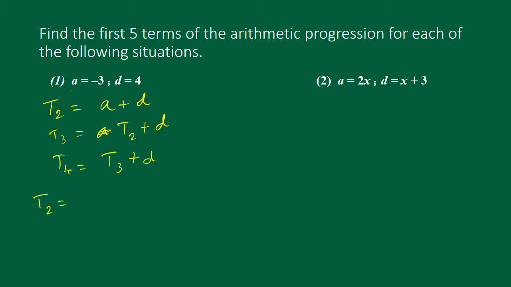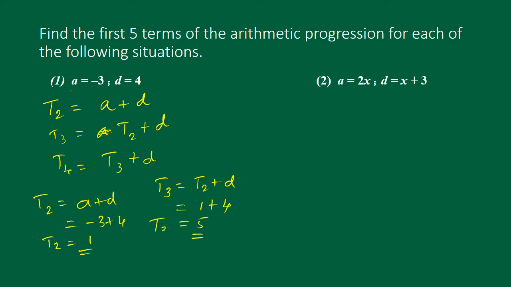You have to find t2, which is a plus d, that means minus 3 plus 4, and you get t2 as 1. And you get t3 with t2 plus d, that means 1 plus 4, that is 5. t3 is 5. You can get t4 as t3 plus d, that means 5 plus 4, that is 9.